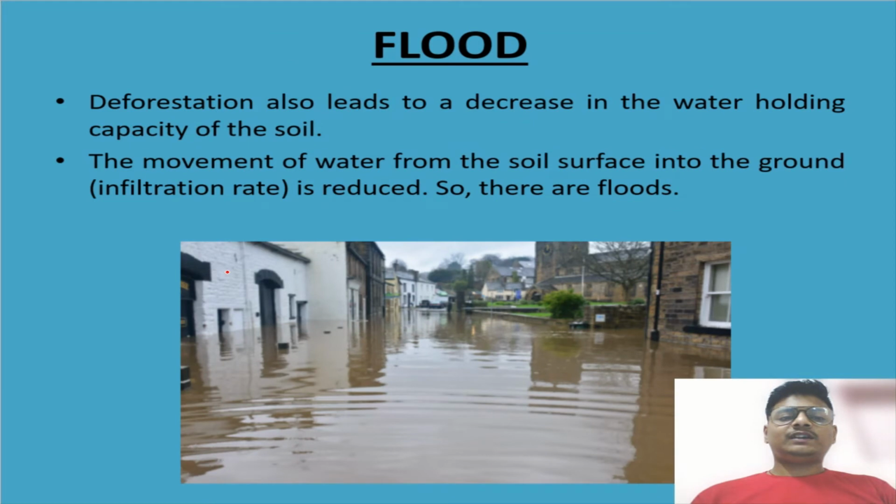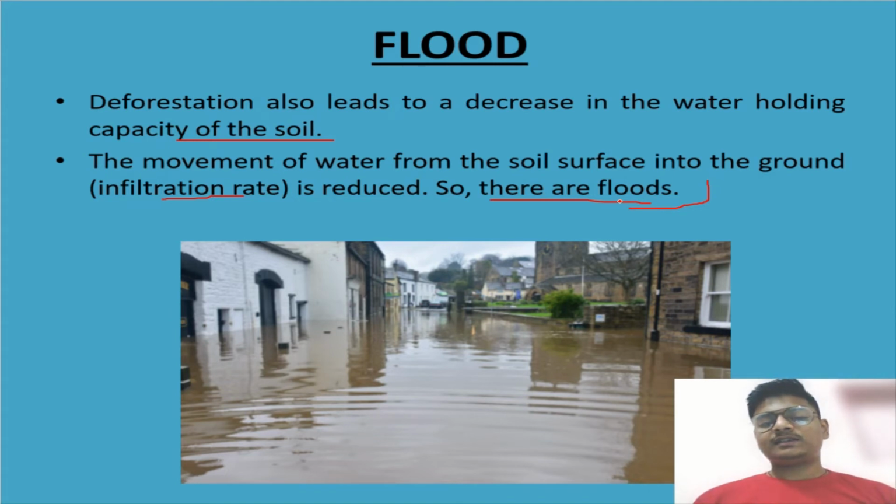Now, the third is flood. Deforestation also leads to a decrease in the water holding capacity of soil. Okay students, the movement of water from the soil surface into the ground, which is known as the infiltration rate, is reduced, so there are floods. Okay, these are the consequences. You can see these are very important, and we should prevent this. We should not do deforestation. We should protect ourselves, because if we play with nature, nature will play with us.